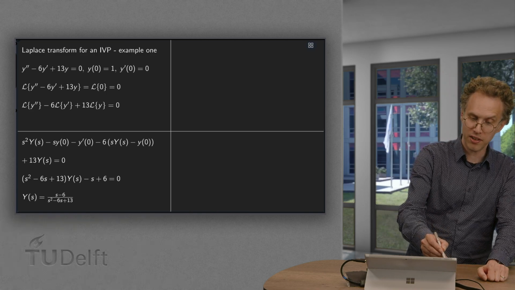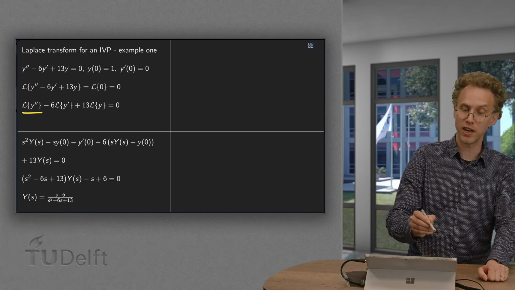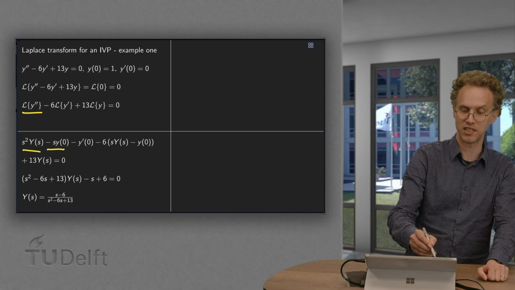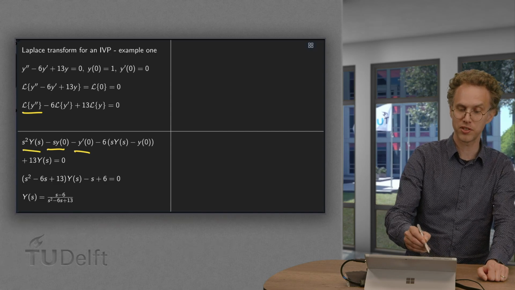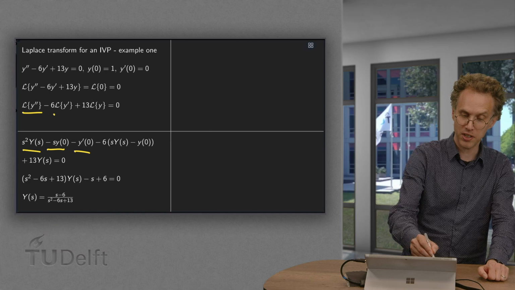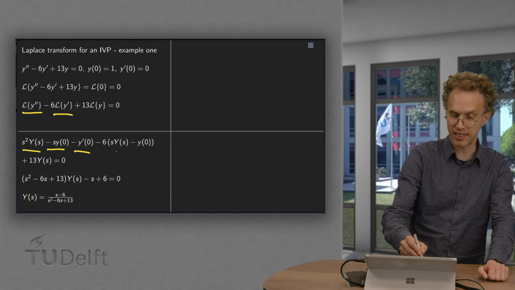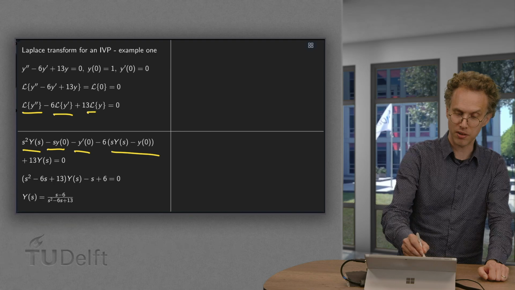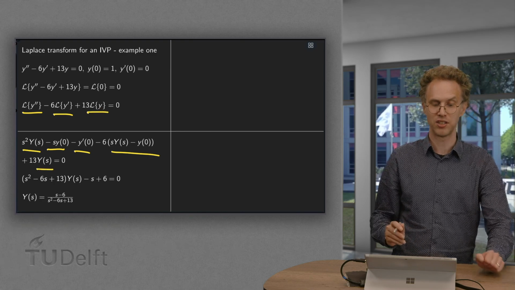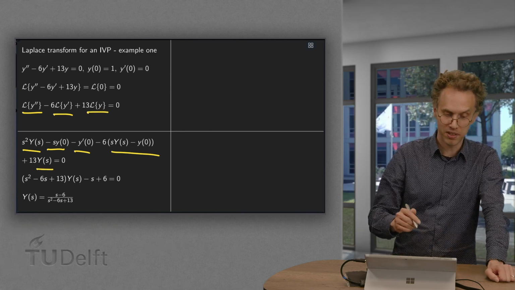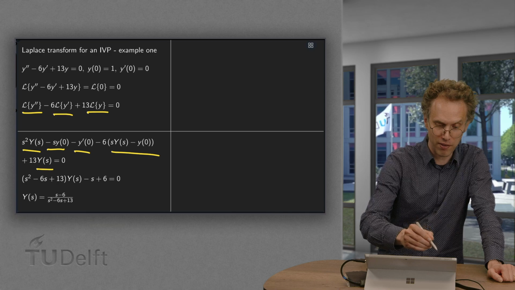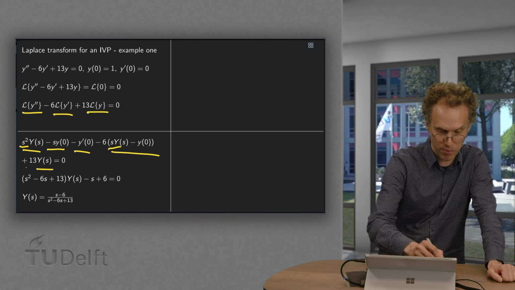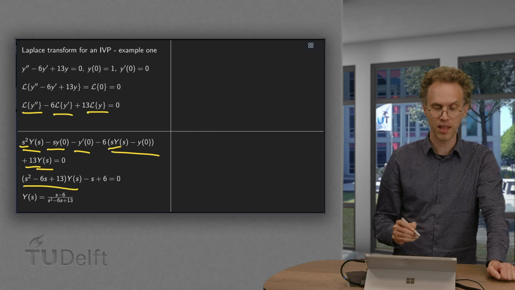So, what do we get for the Laplace transform of y''? We get s squared times Y(s) minus s times y(0) minus y'(0). For the Laplace transform of y', we get s times Y(s) minus y(0). And the Laplace transform of y is just Y(s). So there we go. Then we collect everything with Y(s). We have an s squared, we have a minus 6s, and we have a plus 13, so that gets here.